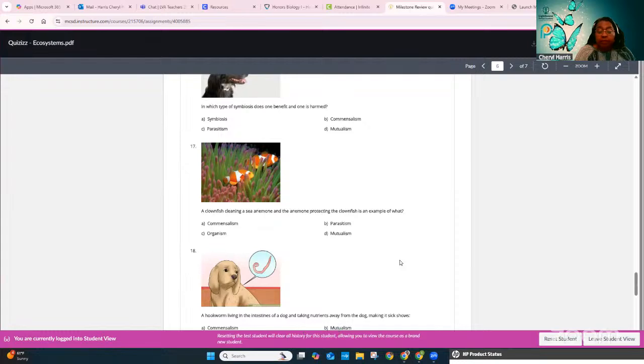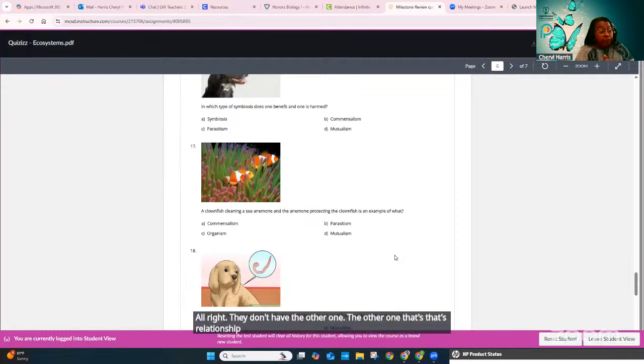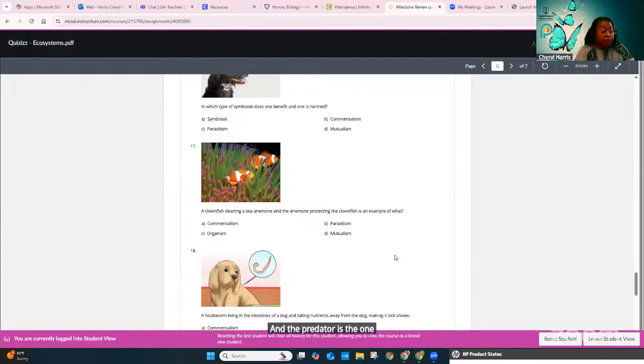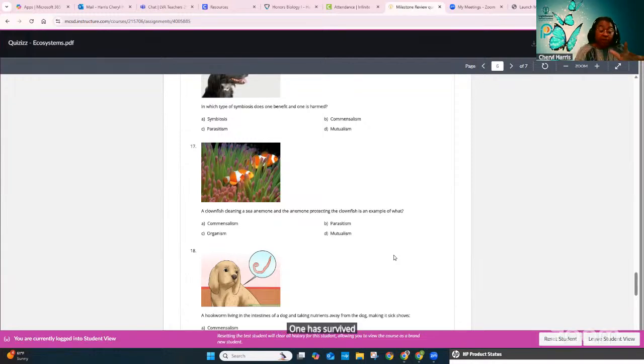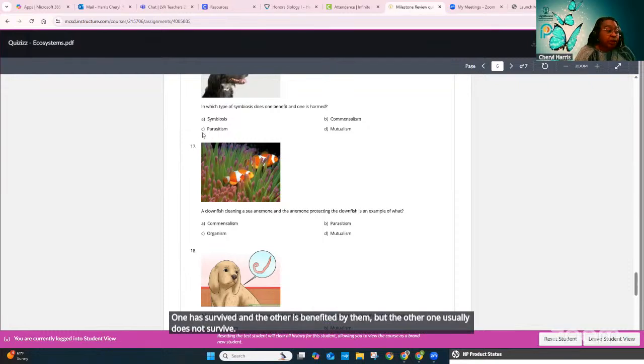The other relationship is predator prey. And the predator is the one going after one organism, and the prey is the one, they're not necessarily harmed, they are usually killed in the process. So that's another relationship. One is benefited, but the other one usually does not survive, which is different than parasitism.